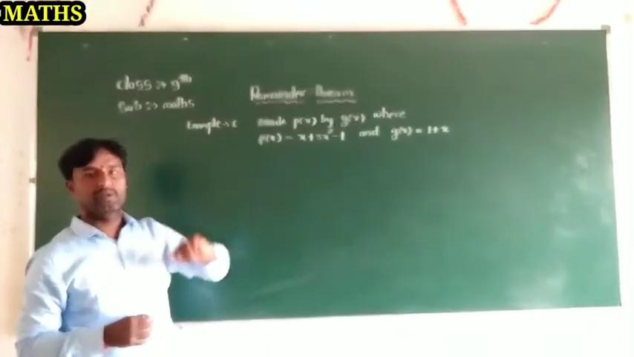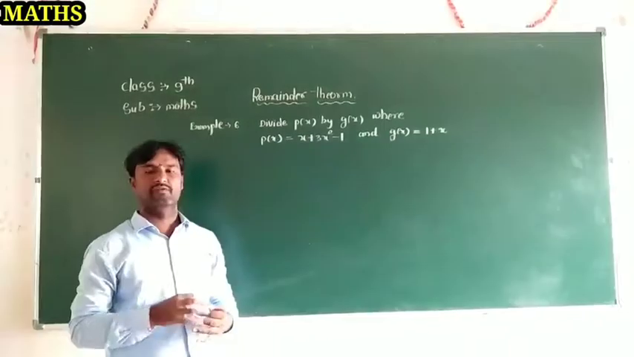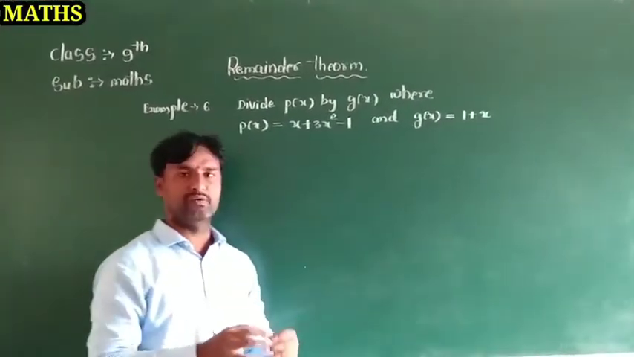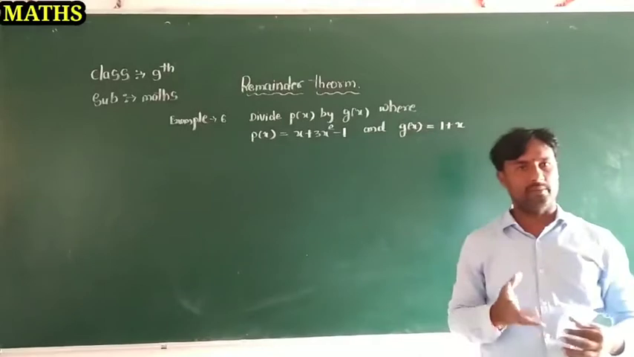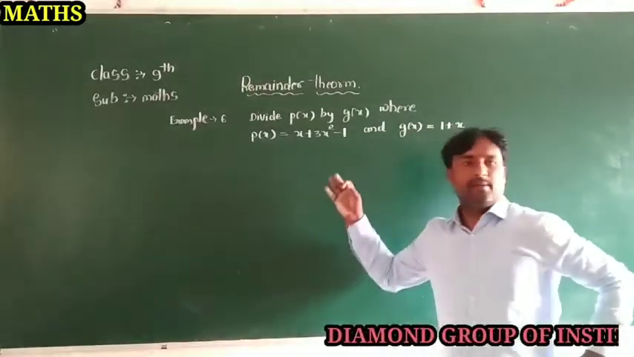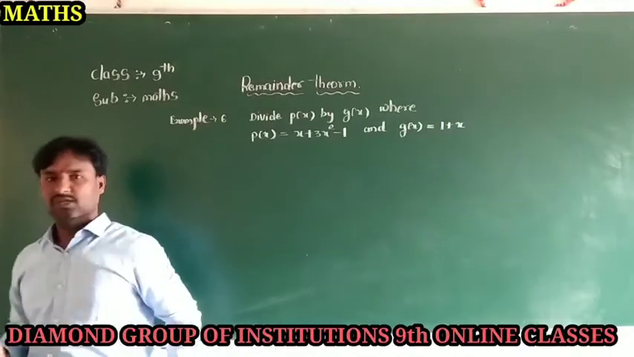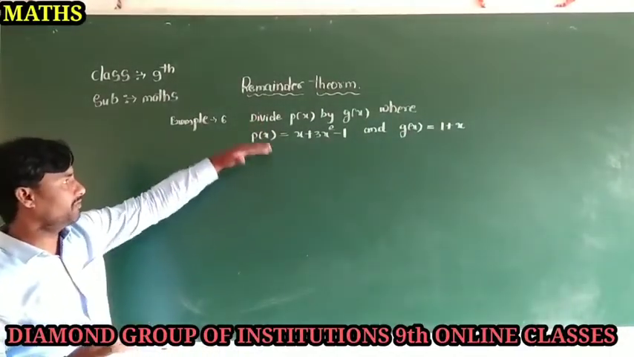Already we know that when we were studying in the 4th standard, 5th standard, we did division problems also. When we are doing numerical division, the quotient is there, the dividend is there, the divisor is there, and the remainder is there. So similarly, in polynomials also, we should find out the remainder, dear students. Here two methods are there: the remainder theorem and division.